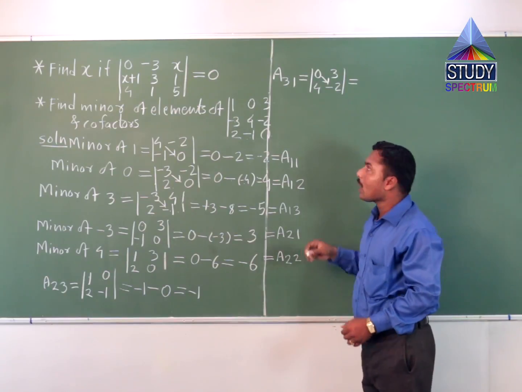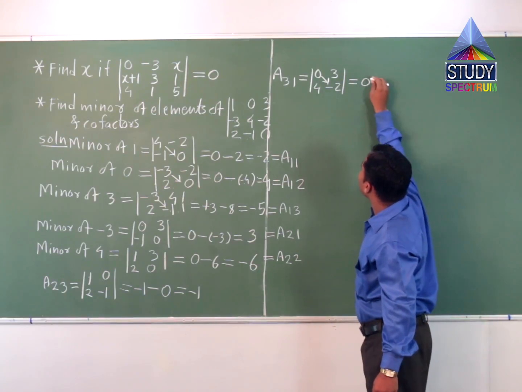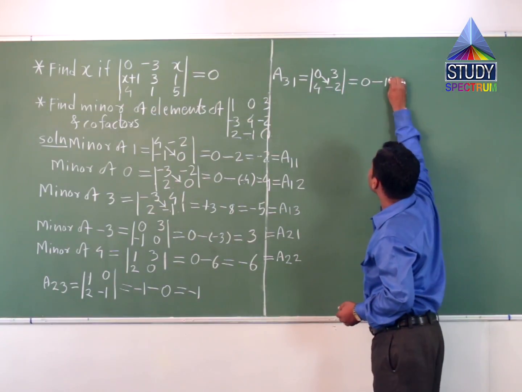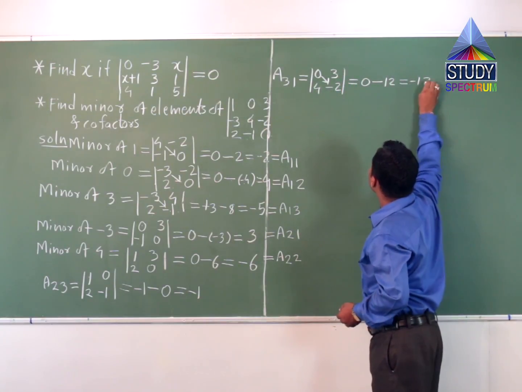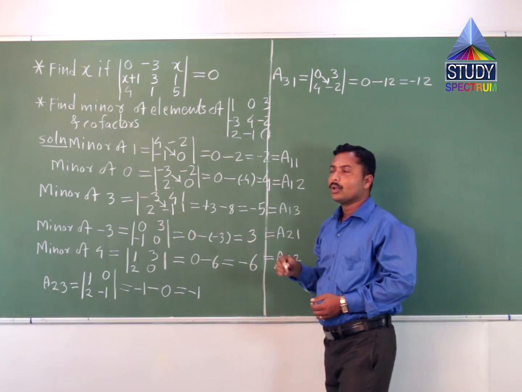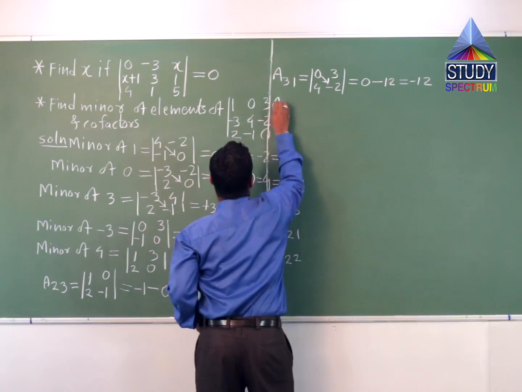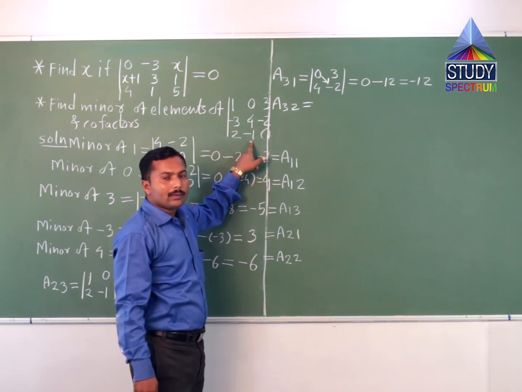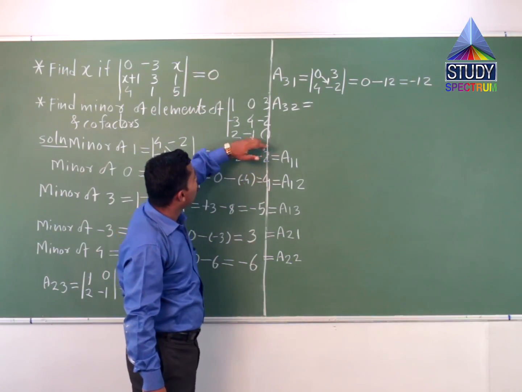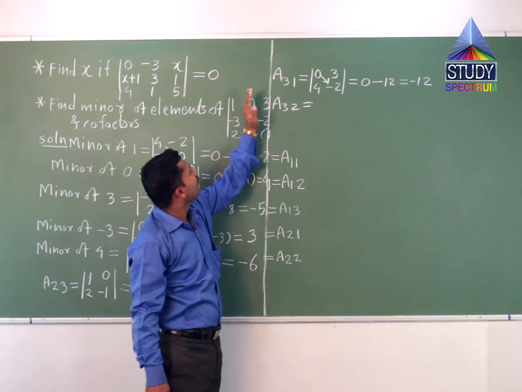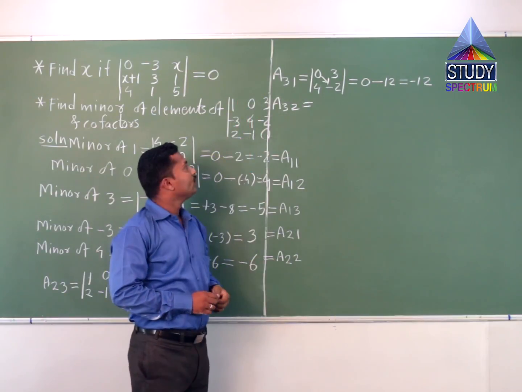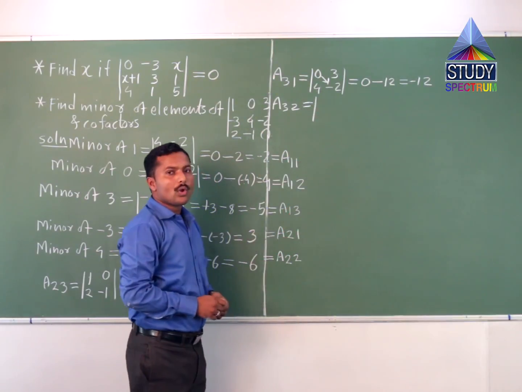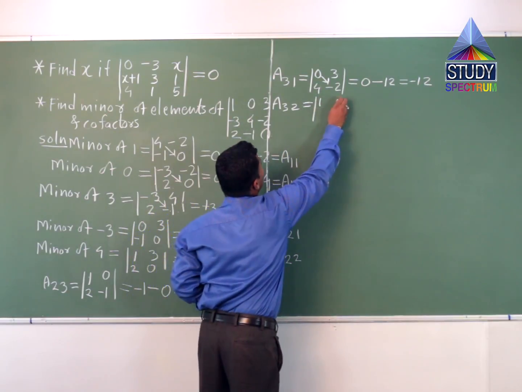0, -2, 0, -4, 3, 12, 0, -12, -12. A32 equal to what? This is the number A32. So delete the row and column passing through this number. So what we get? Determinant of 1, 3.